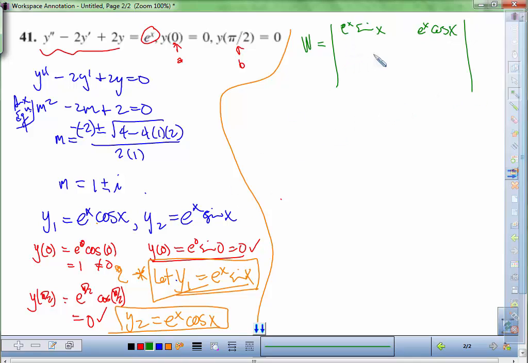So the derivative of e to the x sine x is going to be the derivative of the first times the second plus the first times the derivative of the second. So I'm just going to factor out an e to the x. Derivative of sine is positive cosine, right? All right, next one, derivative of the first times the second plus the first times the derivative of the second. Derivative of cosine is negative sine, and I factor out e to the x.